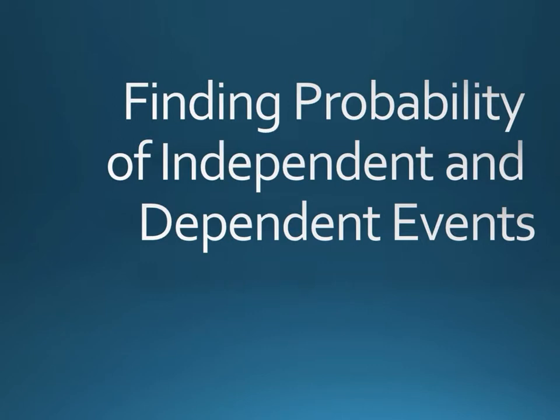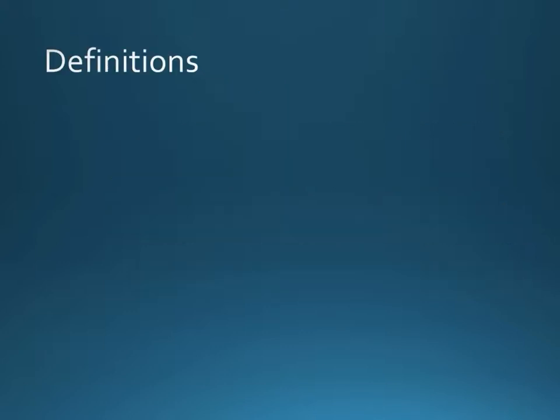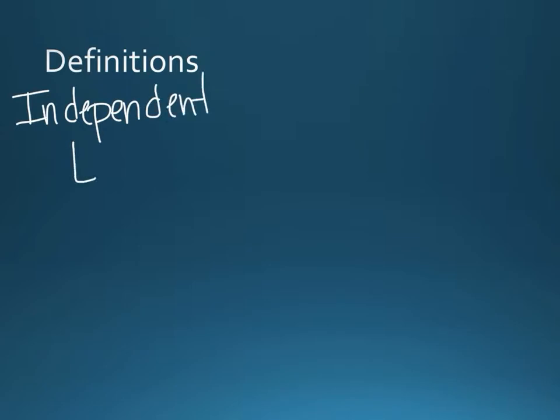Alright, today we're talking about finding probability of independent and dependent events. We're going to start with two definitions. The first definition that we have is independent events. Independent events are events where the outcome of one does not affect the probability of the other.